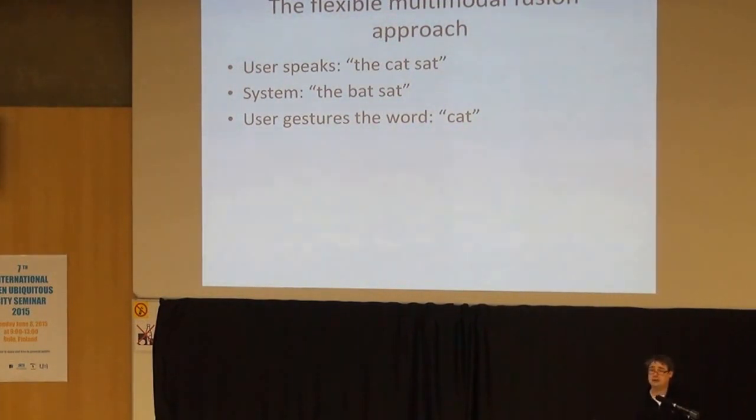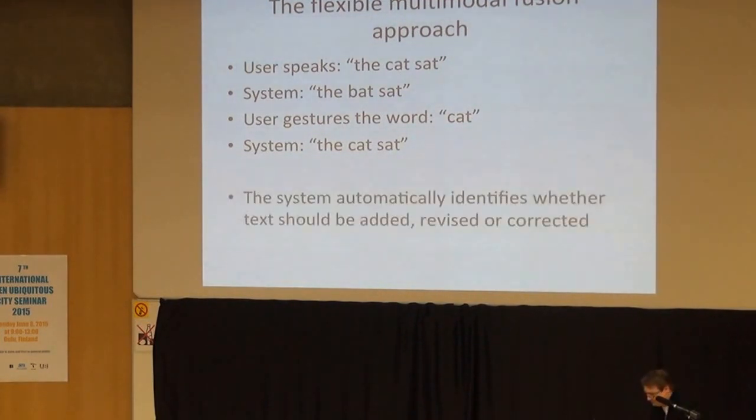It doesn't matter. And the system will automatically identify the error location, swap out the error for the correct word or set of words. And it actually works sometimes. So hopefully the system outputs "the cat sat." So the system automatically identifies whether the text should be either revised or corrected.